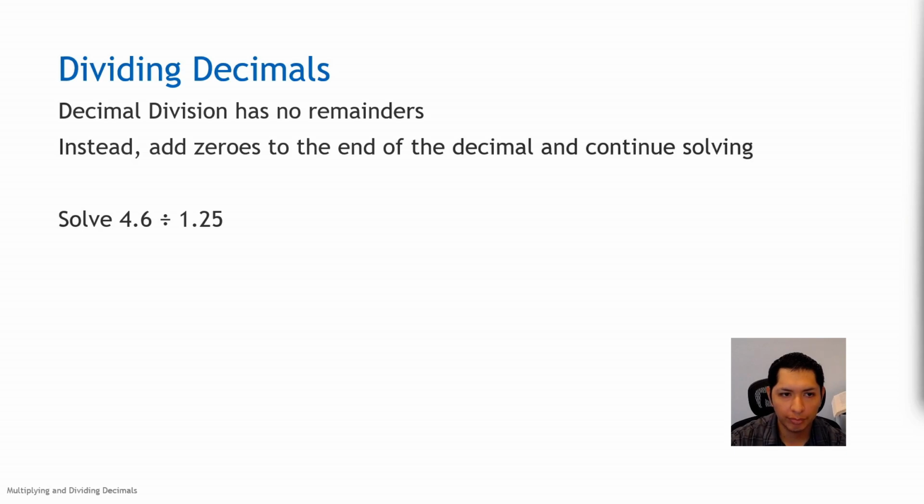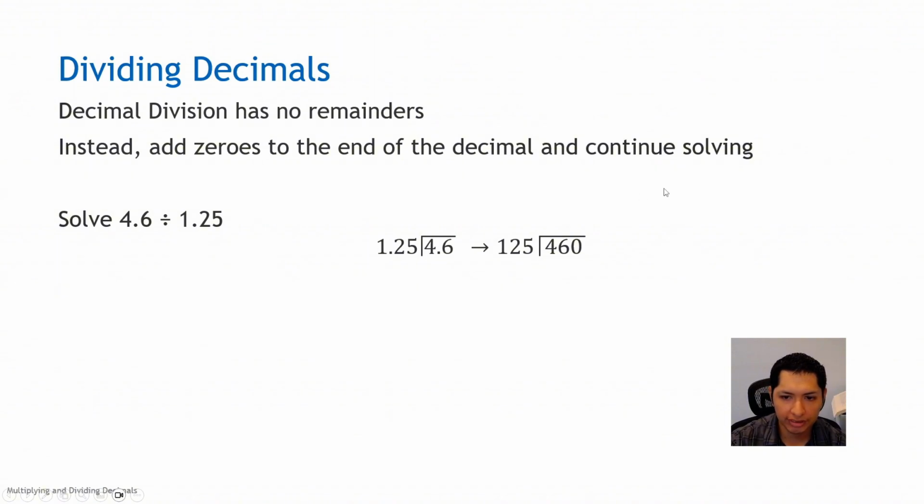One thing to know about dividing decimals is that decimal division has no remainders. In the past, when you did hand calculation of divisions, if you had any numbers left over, you just said that it was a remainder of that amount. But here, we are going to instead continuously add zeros to the end of the decimal and continue solving. So let's solve now 4.6 divided by 1.25. And as a reminder, after we move the decimal places, it looks like 460 divided by 125.